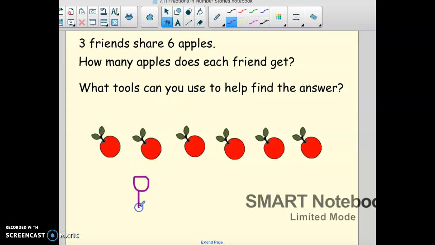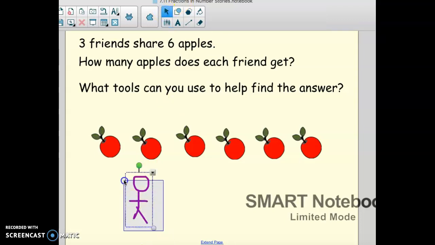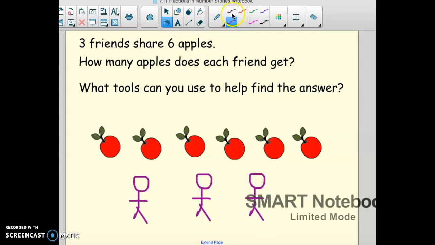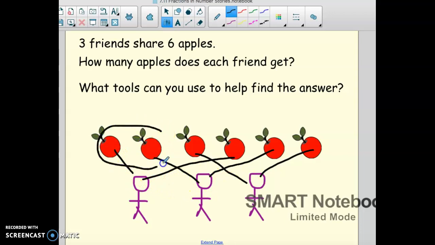1, 2, 3. Each friend is sharing the apples. So 1 for you, 1 for you, 1 for you. Another one for you, another one for you, another one for you. As you can see, each person gets 2 whole apples.